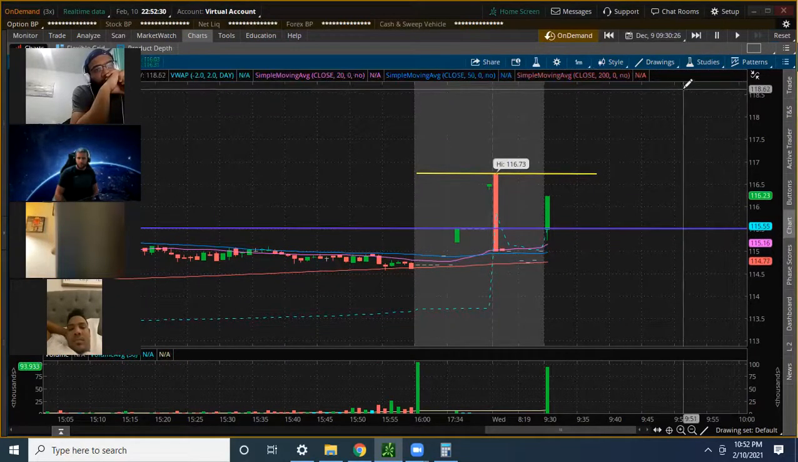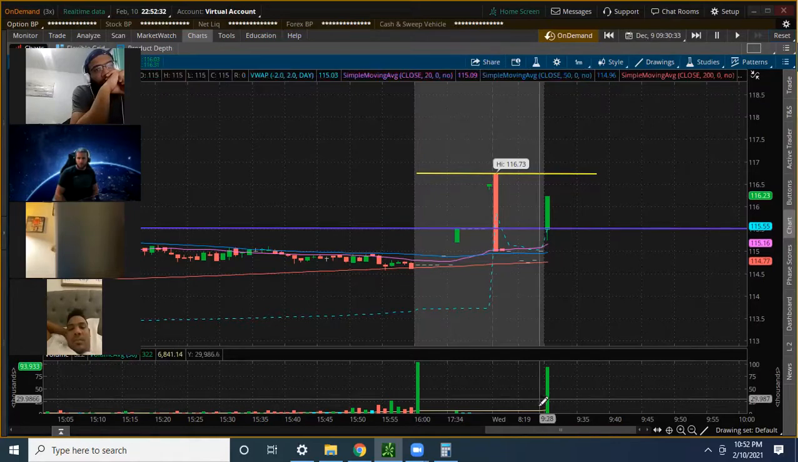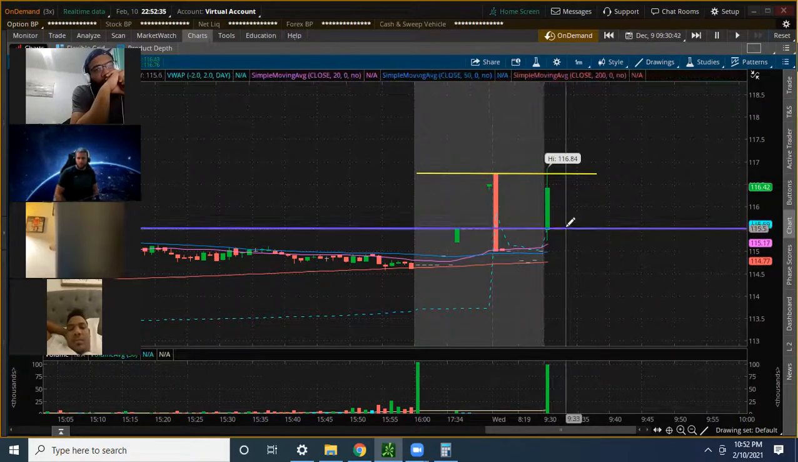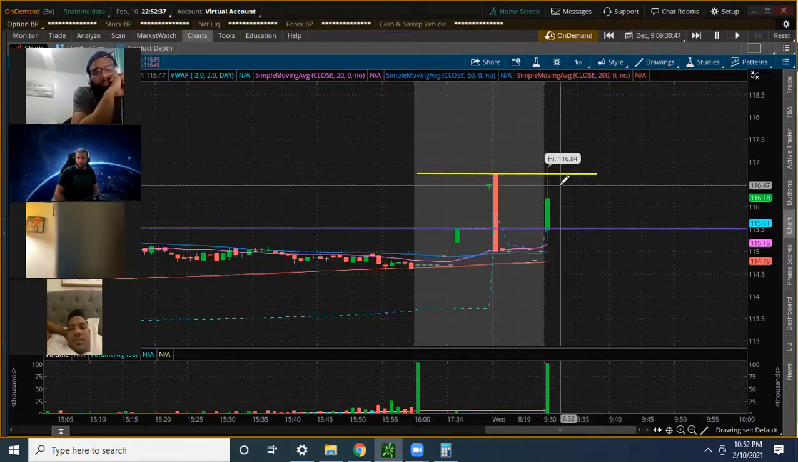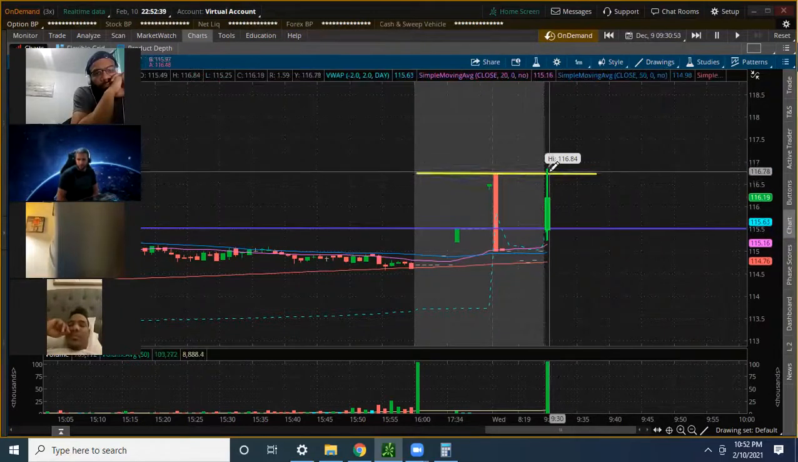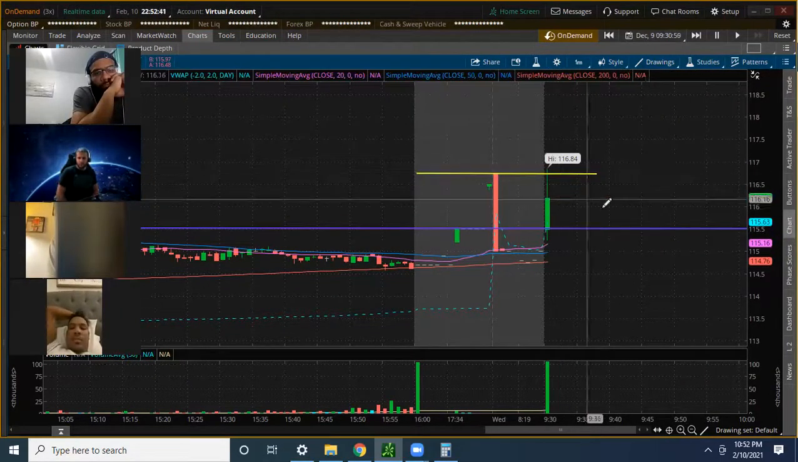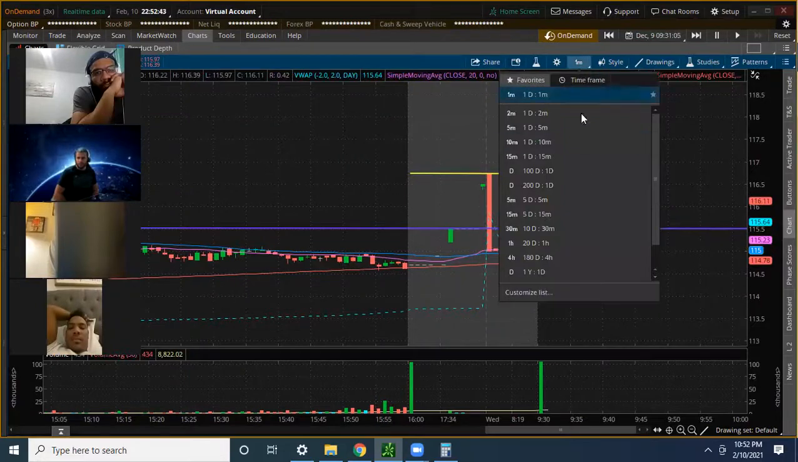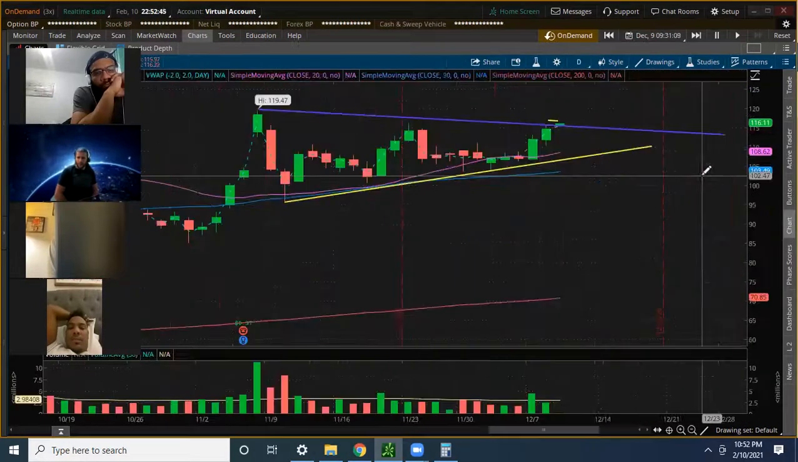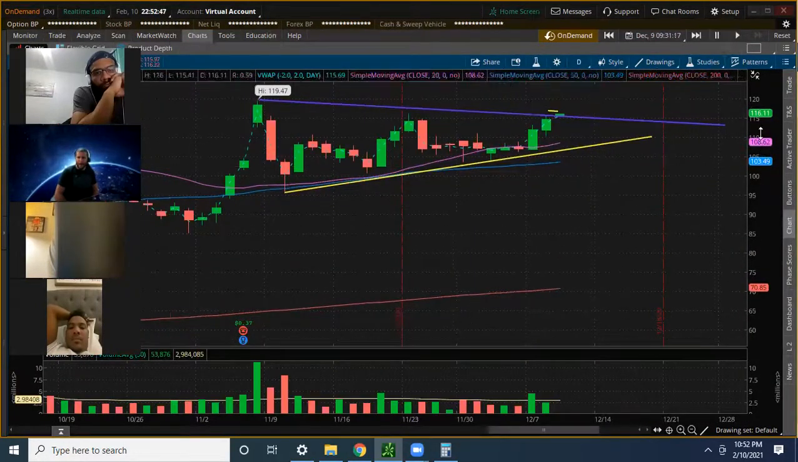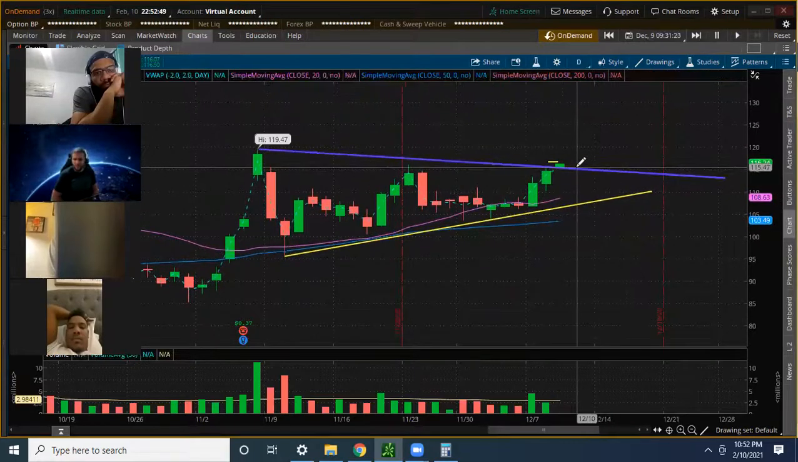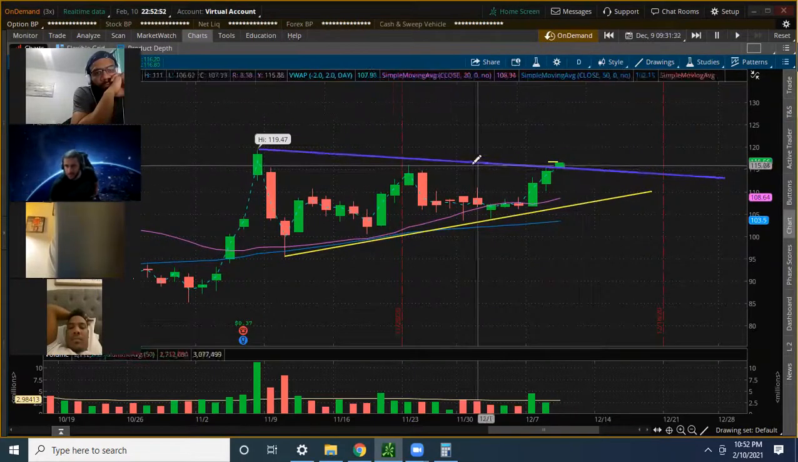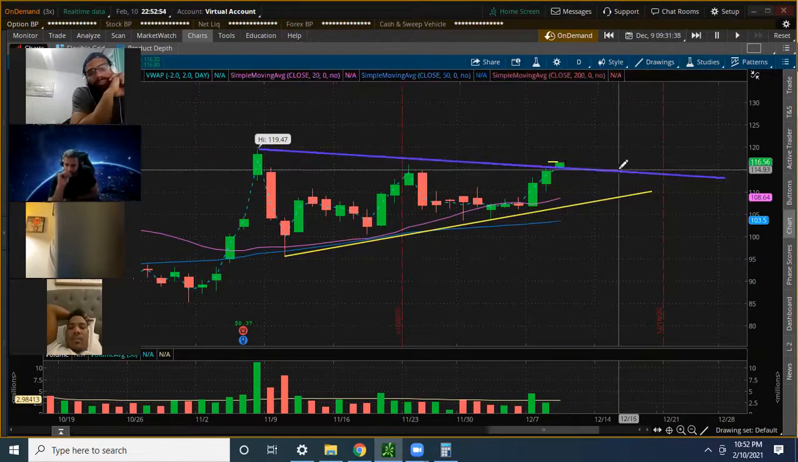So we're going to fast forward a little bit. So we got massive volume. It breaks pre-market high, but then comes back down. And if we look at the daily chart, you always want to switch time frames, see what's going on. So on the daily chart, it's setting up above the structure that we made, right?